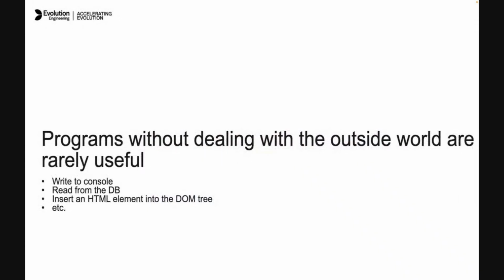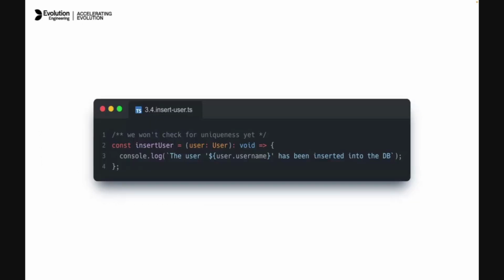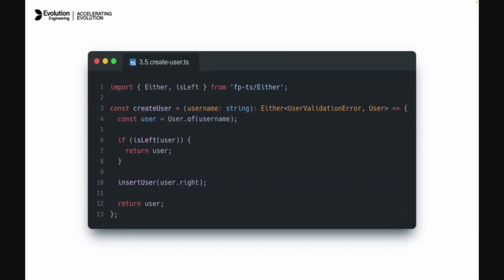Programs without dealing with the outside world are not really useful. We need to write to the console, read from the database, insert some HTML elements into the DOM tree. So let's define a new function, insertUser. Here we simulate some synchronous inserting into the database, but instead of this, we just call console.log. And this function takes a user and returns void. And let's use it.